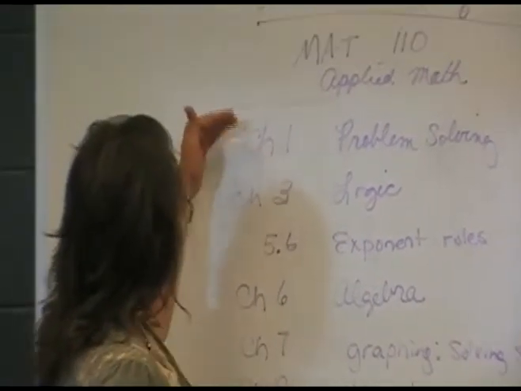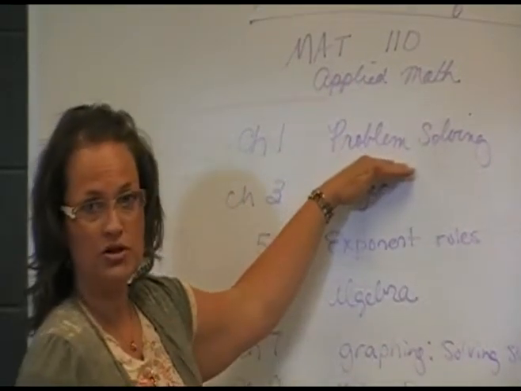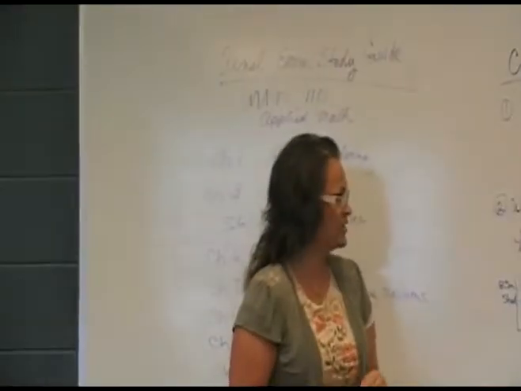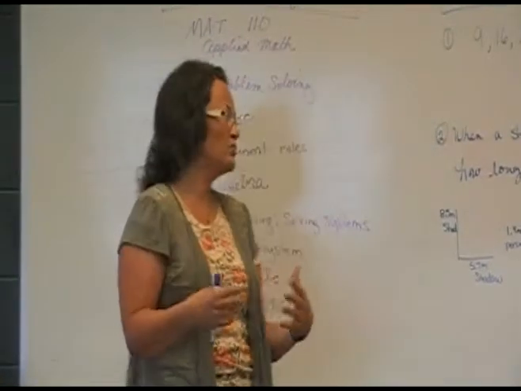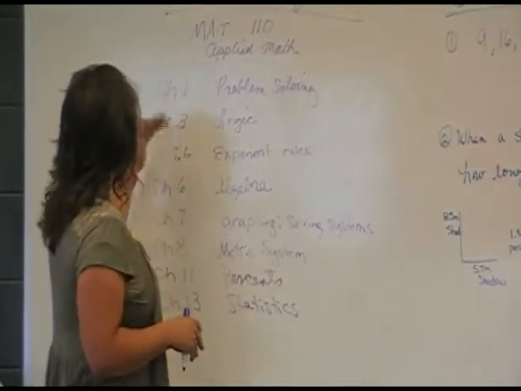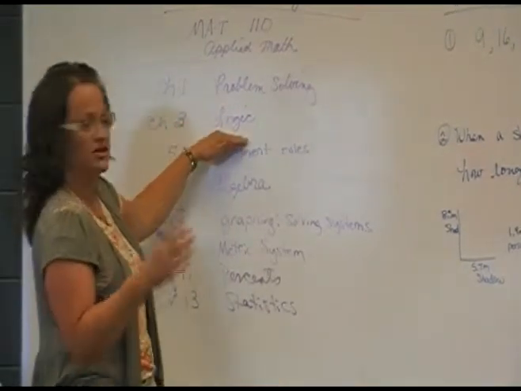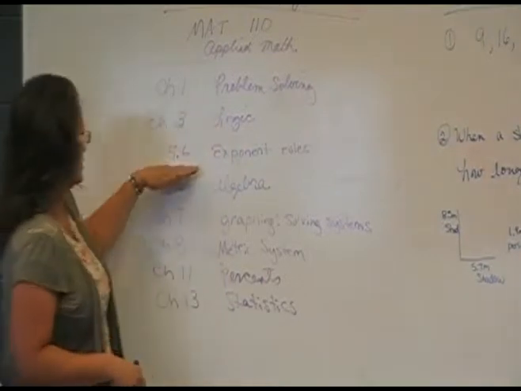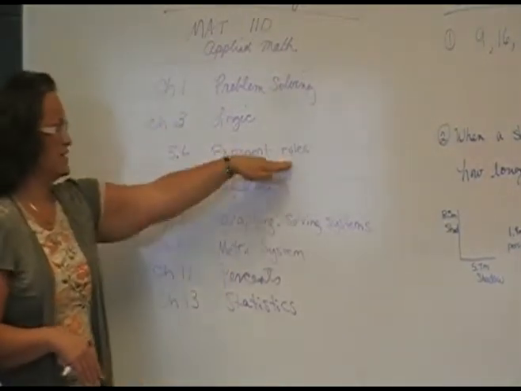Okay, the first chapter is problem solving, which we all use in our everyday life. These problems may not be the exact same things that you run into every day, but hopefully will help you have a strategy to think through some things. Then chapter 3 was logic, trying to use symbolic language and make truth tables. We only do one thing on chapter 5. 5.6 is the exponent rules.